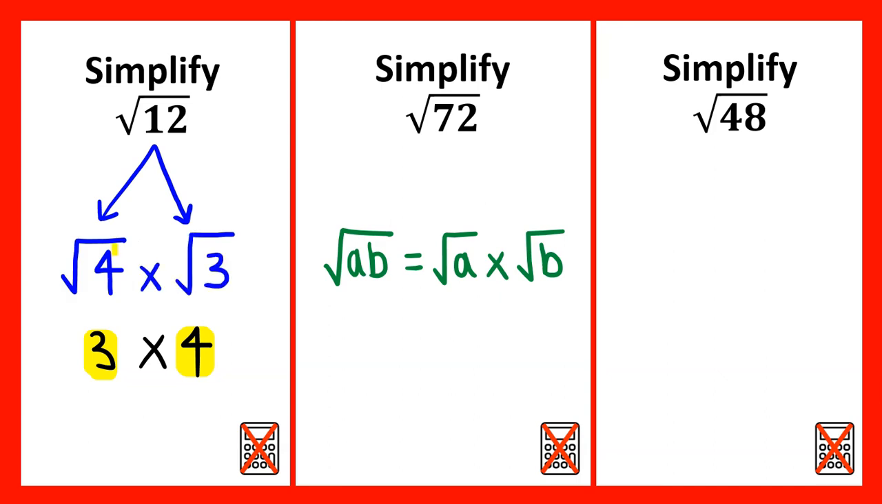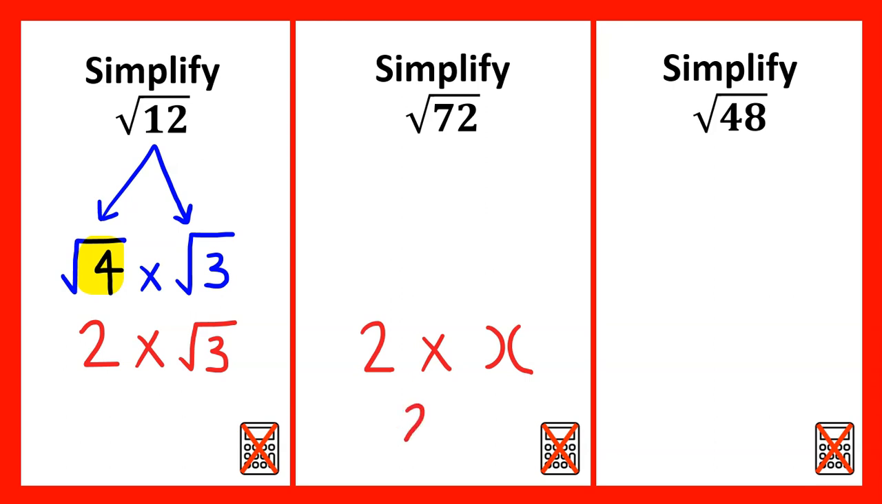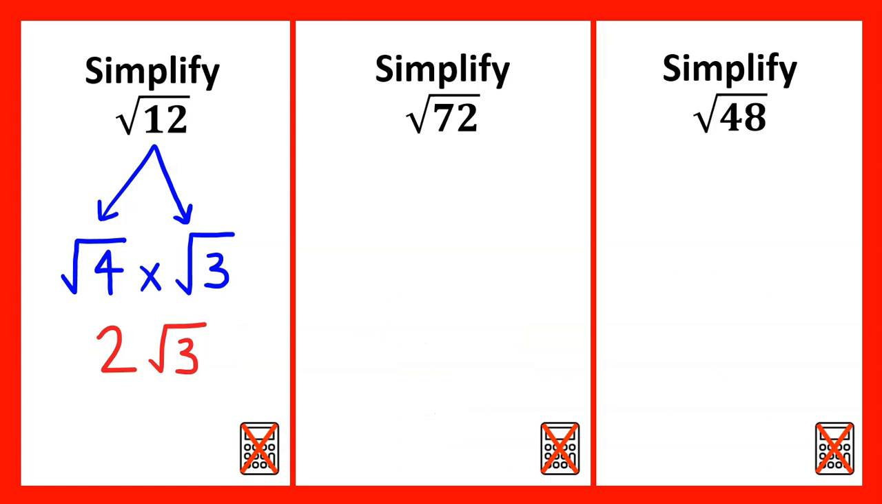It helps if you can put the one that's a square number first on the left hand side. You then just take the square root of this number to simplify, and it should leave us with a whole number. The square root of 4 is 2, and we're multiplying by root 3. Rules of surds are very similar to rules of algebraic expressions. If you were multiplying 2 by x, you would just write this as 2 lots of x without the multiplication sign in between. This is the same as surds, so we'd leave our answer as 2 root 3.